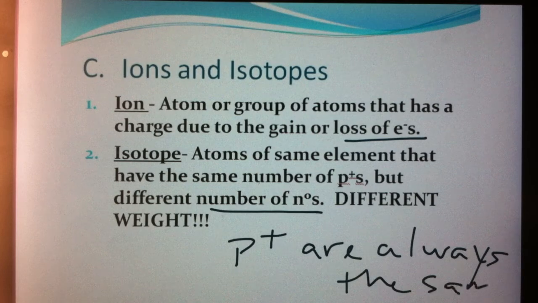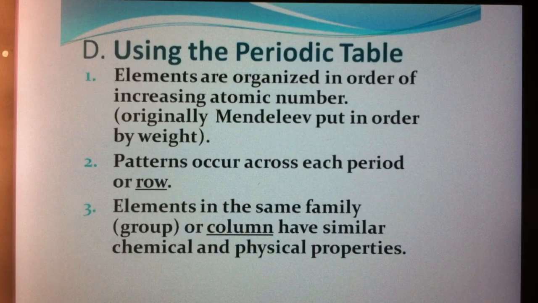If you change the protons, you change the atomic number, which means you will change the element. So the one thing that is always constant in an atom is the number of protons. So using the periodic table, elements are organized in order of increasing atomic number.